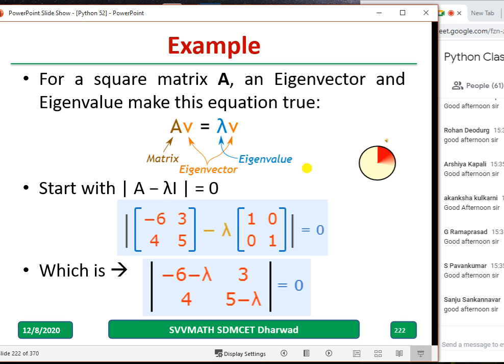AB equal to lambda V, and I start with A minus lambda I equal to 0. Identity matrix, just I multiply, and I'll get minus 6 minus lambda, 3, 4, 5 minus lambda equal to 0. Then I'll multiply minus 6 minus lambda into 5 minus lambda. Then I will multiply 4 into 3. I will write the equation in the next slide.